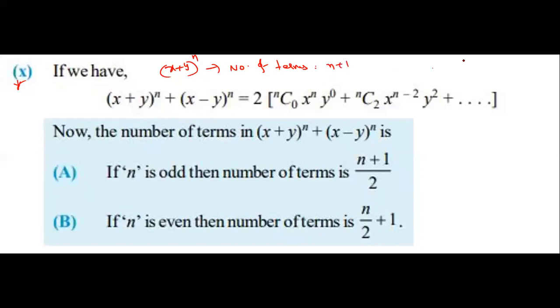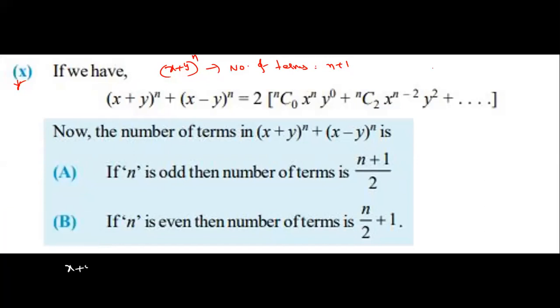But if I'm adding these two cases, be careful: how many terms are there in (x + y)^n plus (x minus y)^n? How much is coming? See carefully. How many terms are coming? It depends on the value of n only. Is it clear? It's very easy. Once again, I'm giving the proof.